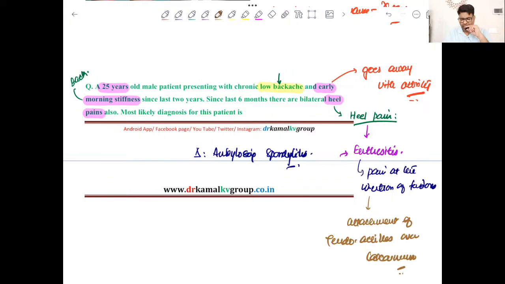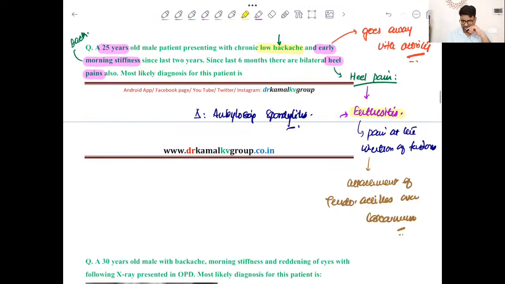So this heel pain can be plantar fasciitis as well, but more importantly in relation to ankylosing spondylitis, you should know enthesitis, right? So any point where there is attachment of soft tissue over the bone, those points become extremely painful, and that is what is enthesitis, right? So a classical case of ankylosing spondylitis, right?